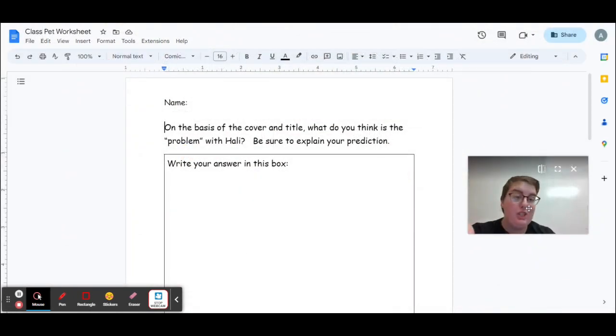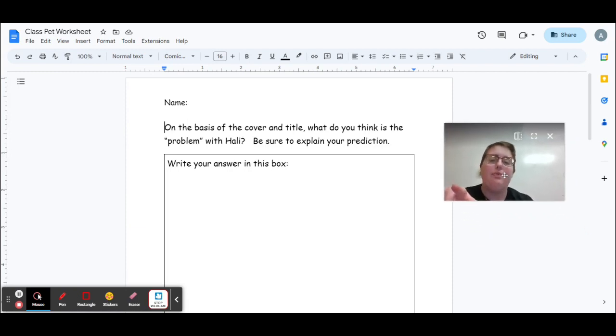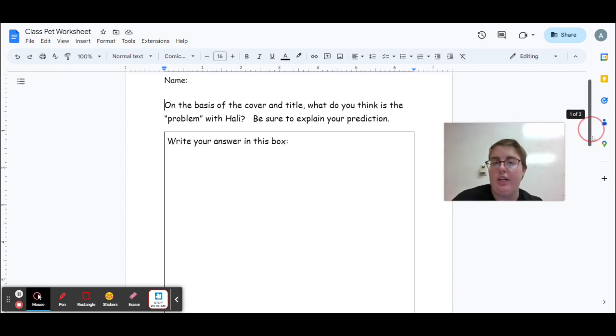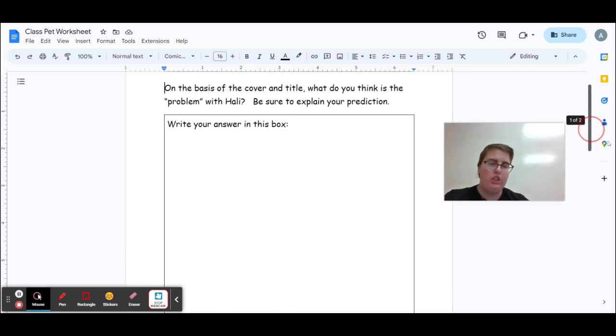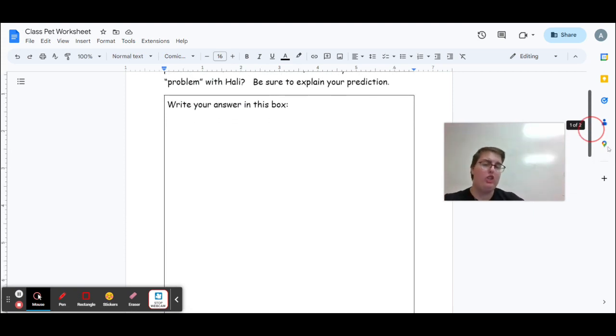Okay, here's the worksheet. So we have it in Comic Sans. The reason I chose Comic Sans is because it tends to be a very accessible font. So I chose to make it Comic Sans and make it pretty big, so it was easier for people to read. And then once they answer this question, that's their prediction question.